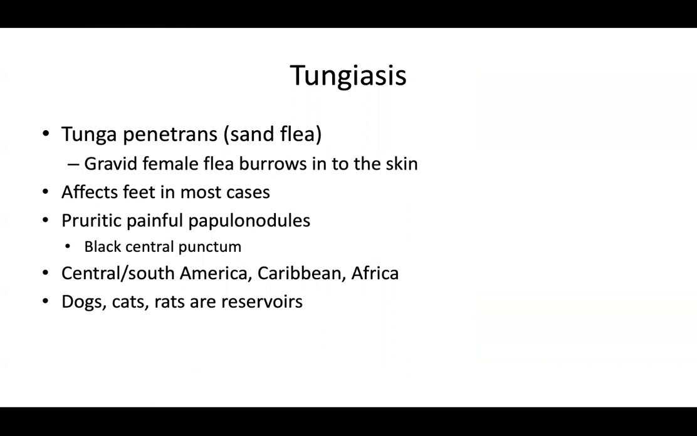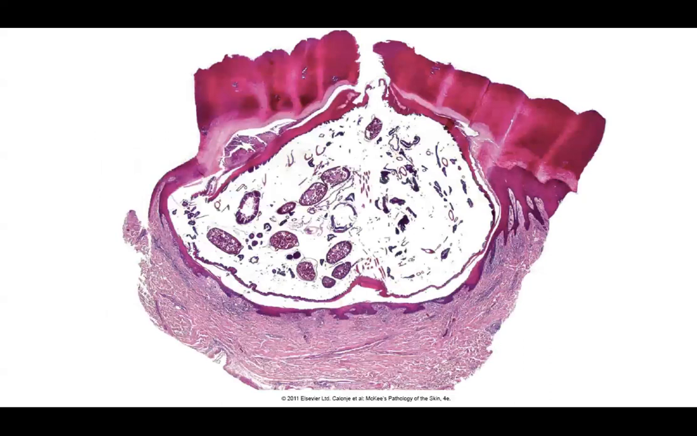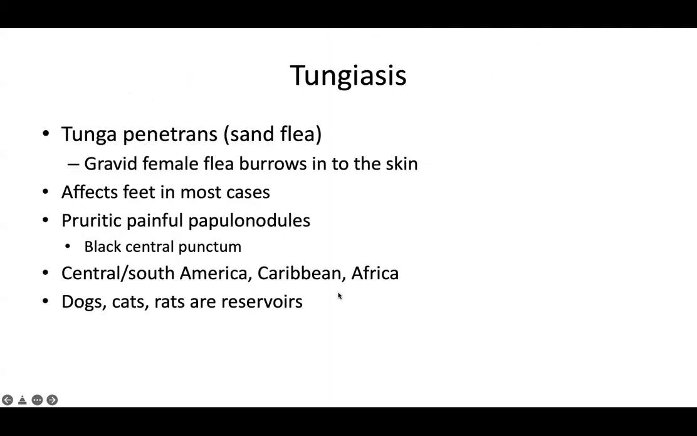It presents as pruritic, painful papulonodules, and often occurs in Central and South America, the Caribbean, and Africa. The reservoirs are dogs, cats, and rats. So here is tungiasis. You see it's on acral skin. It's a very large flea, and you see these internal structures of the actual flea itself.